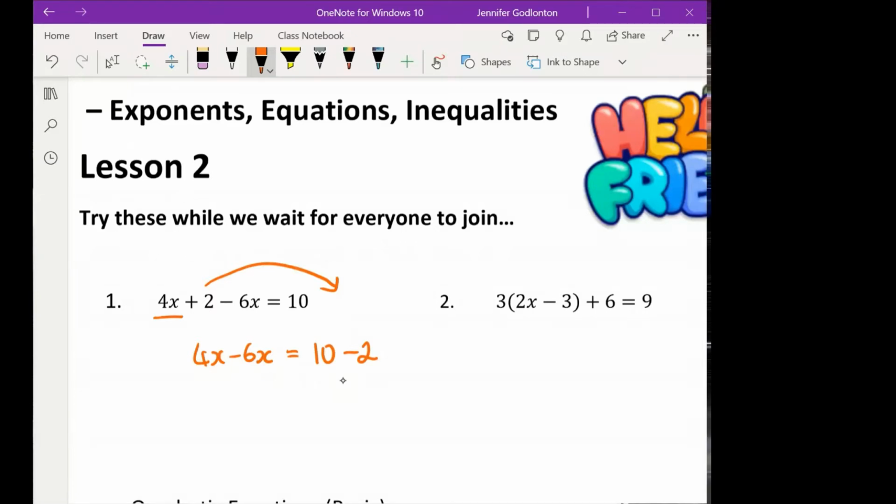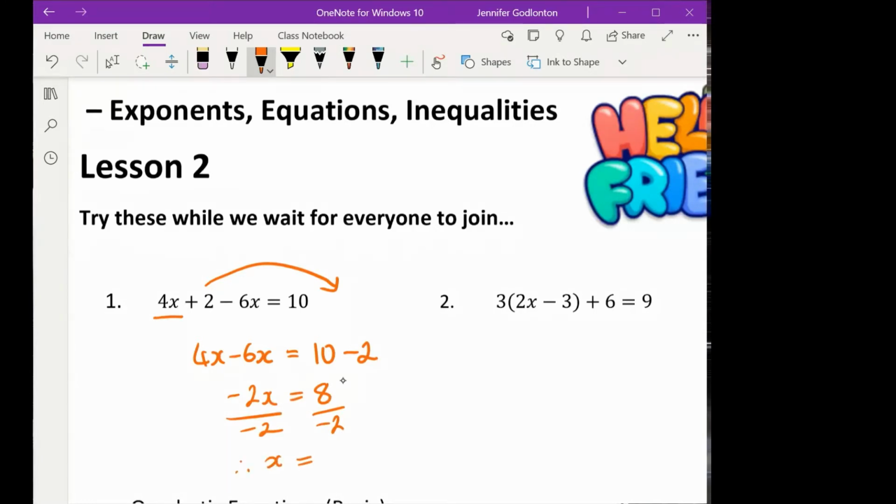But don't worry, you can do it from here. So let's look at the left. What would 4x minus 6x become? It would be negative 2. Good. And then on the right, what would 10 minus 2 become? 8. Good. And now we're going to divide by our coefficient. And so what is x going to become?